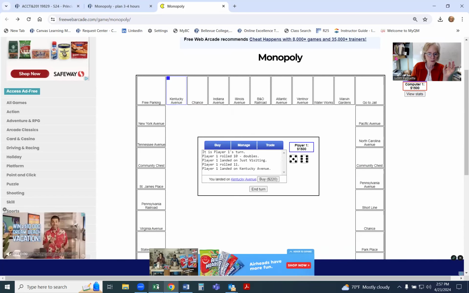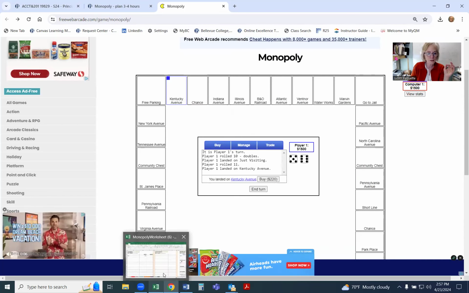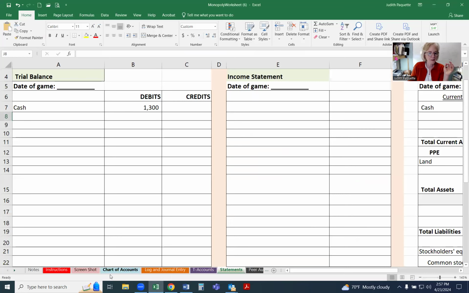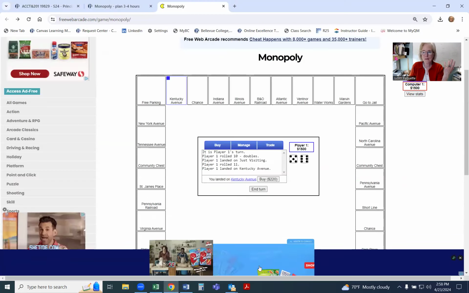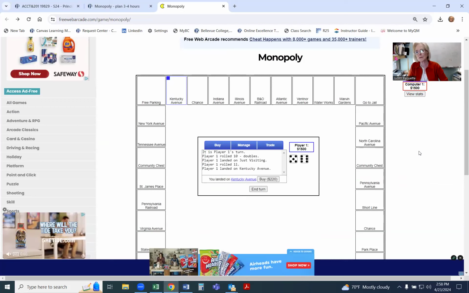Don't leave the screen, don't move forward on the screen. Just go back to your log sheet and let's change that. I'm going to say I bought it, it cost 220, and now I'm going to say purchased Kentucky Avenue. I don't need to say property there. So as you play, log your transactions. It's going to be easier. I think there's a way to get a listing of all your transactions, and that's fine too, but I don't do it that way.